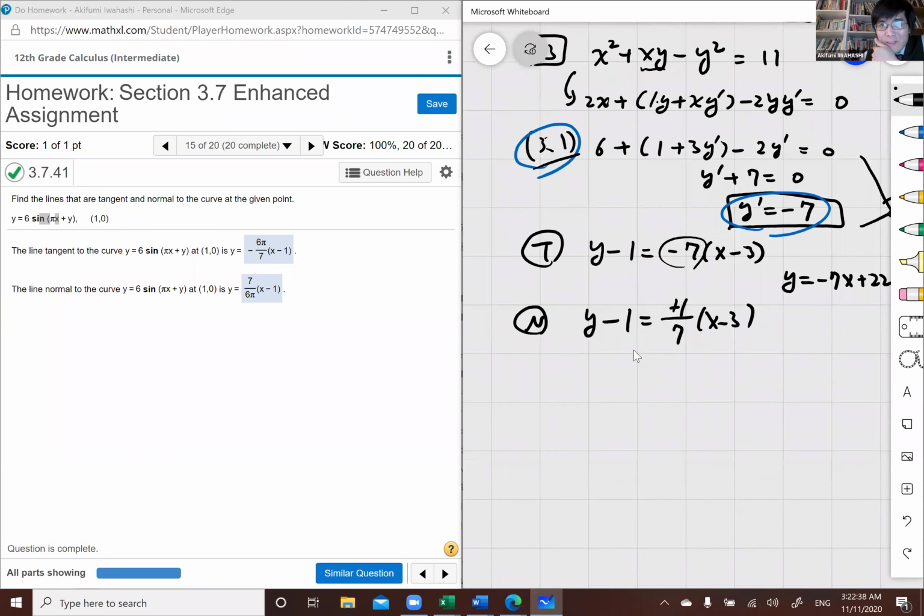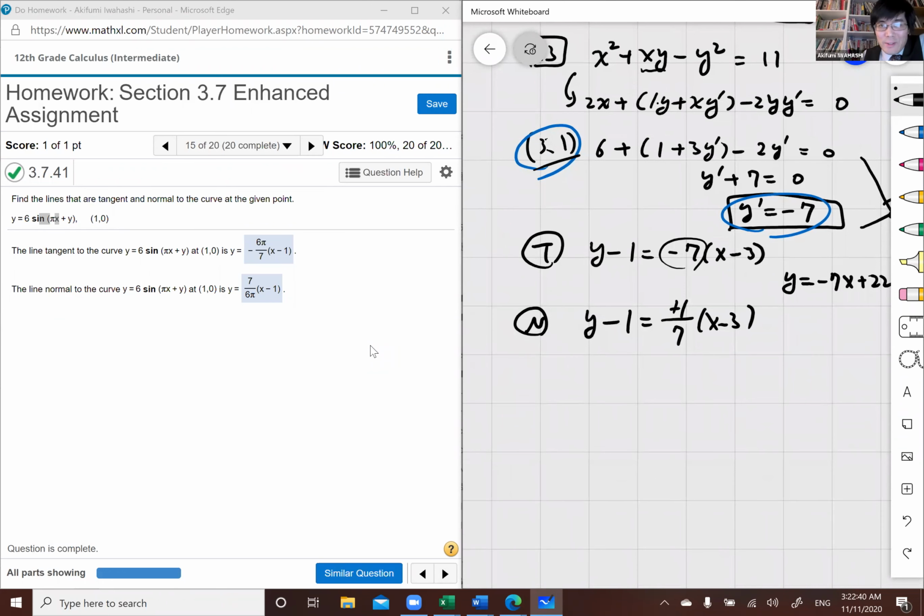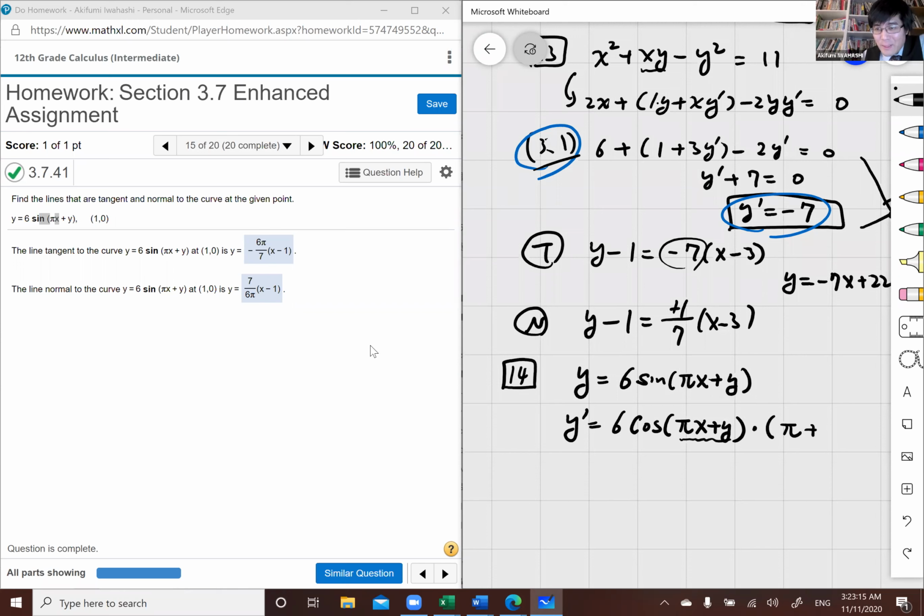So the idea is the same thing as number 13: just differentiate, then plug in. So you have y is equal to 6 times sine of pi x plus y. Okay, we need to find the slope of the tangent line first. So let's differentiate both sides to find dy dx. So dy dx is equal to 6 times the derivative of sine. The derivative of sine is cosine of the same thing, times the derivative of the inside, which will be pi plus y dash.